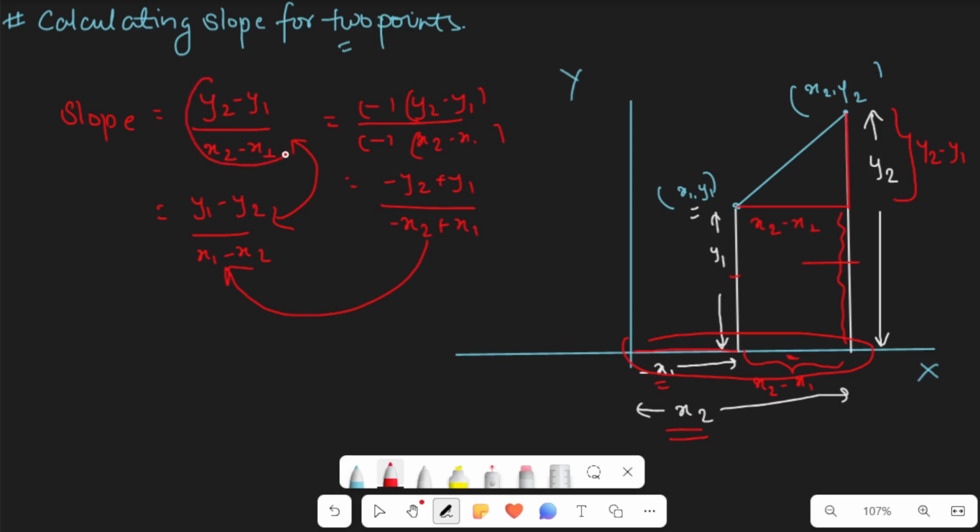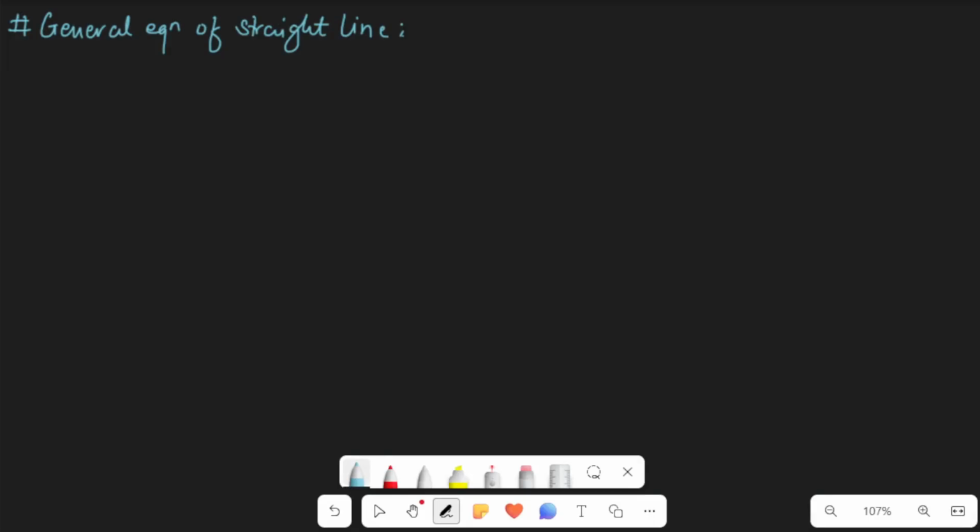The slope is given by y2 minus y1 divided by x2 minus x1, or subtracting y parts and dividing by subtracting x parts. This is how we calculate slope when we know 2 points. In this section, we are going to see what the general equation of a straight line is.